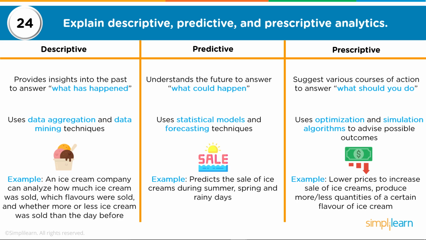And we have a huge jump when we do prescriptive. Suggest various courses of action to answer what should you do. Uses optimization and simulation algorithms to advise possible outcomes. Example: lower prices to increase sale of ice creams, produce more or less quantities of certain flavor of ice cream.